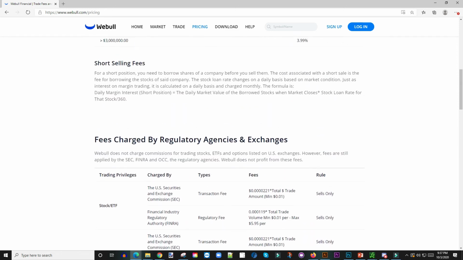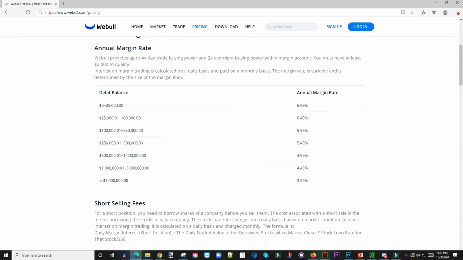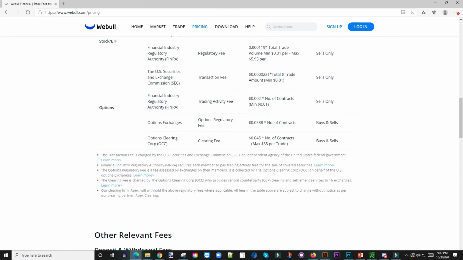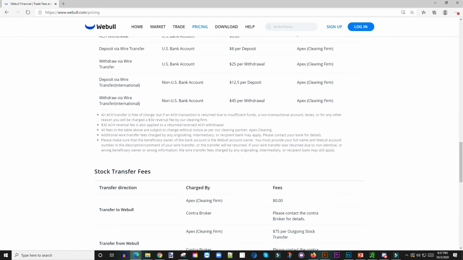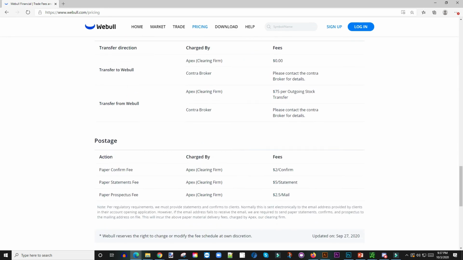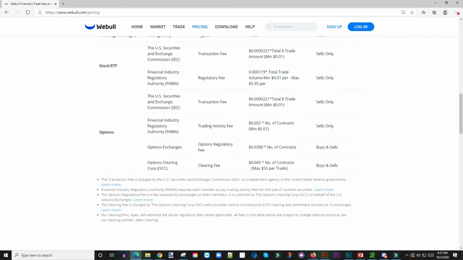Just for clarity, most people, when they say it's commission free, that's just when you buy and sell stocks, options, and ETFs. That's it. But for other things like using margin, it's not commission free. Transferring money using wire transfer is not commission free. Stock transfer is not free, as well as postage of any of your paper statements, trade confirmations, or prospectus. Those are not free either. So just be aware of that.